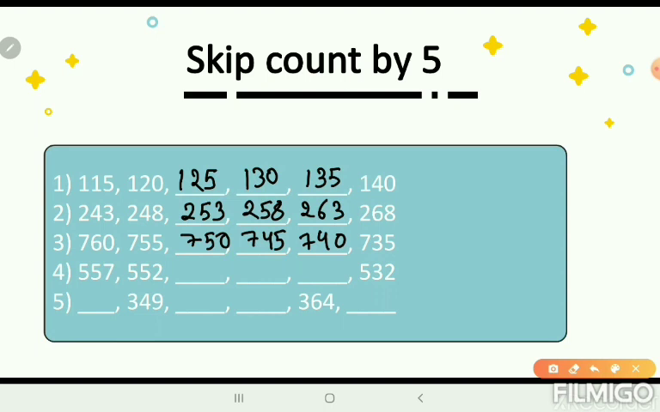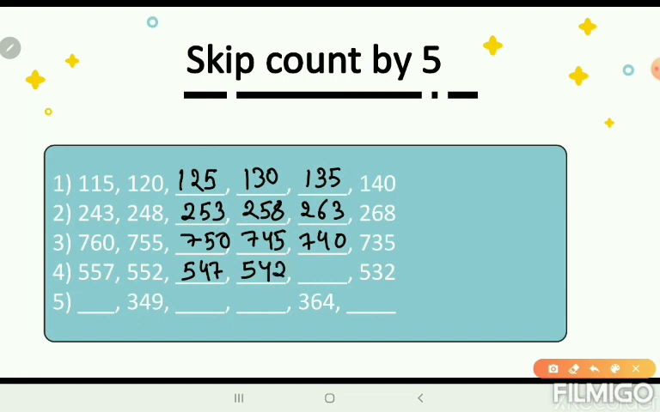Question number 4: 557, 552. Again, if you notice here, there is a reduction of number. That means you are skip counting backward by 5. So 557, 552. Then if you subtract another 5, you will get 547. Then another 5, 542. Sorry, I made a mistake here.